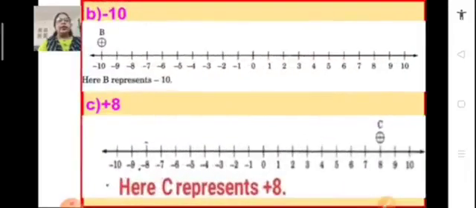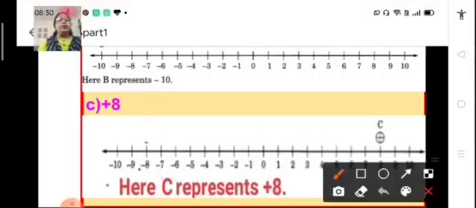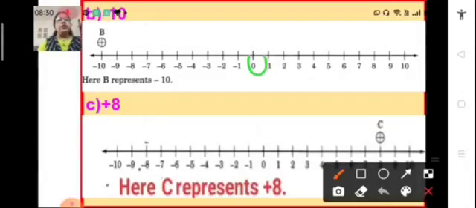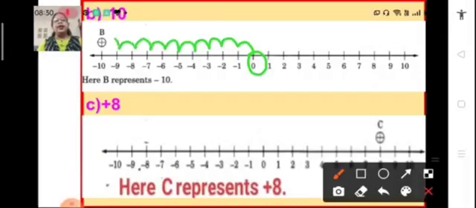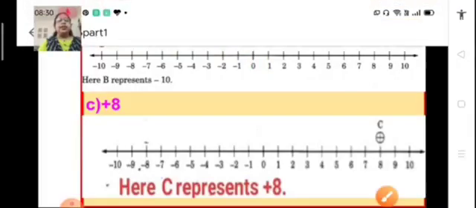Then negative 10. For showing negative 10, we start from 0 and move 10 steps to the left. That means 1, 2, 3, 4, 5, 6, 7, 8, 9 and 10. So we reach here at negative 10. So B represents negative 10.